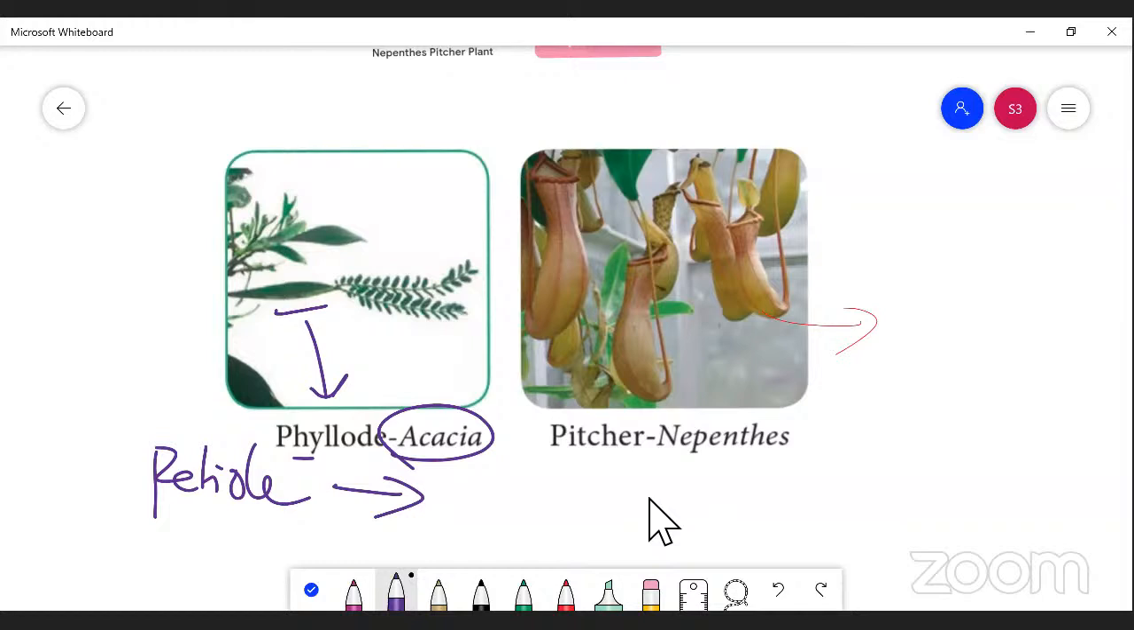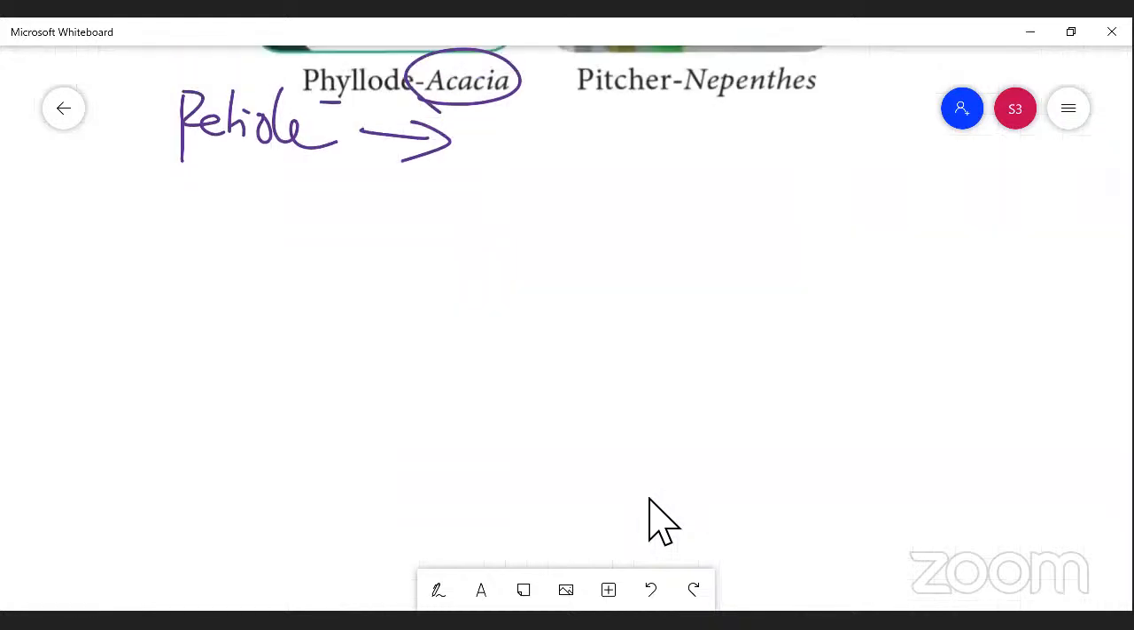One more question you can expect in both NEET as well as board exams: which of the following is an example of phyllode? If it is asked, acacia. And which of the following is an example of pitcher plant? That is Nepenthes, right? Please understand, this is also a modification of leaf. One more modification I am going to show you.